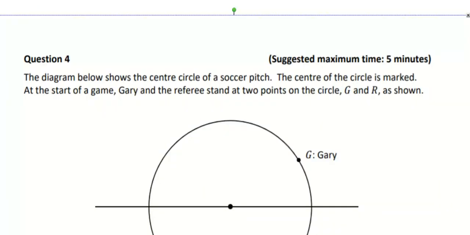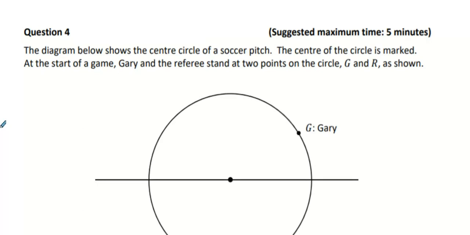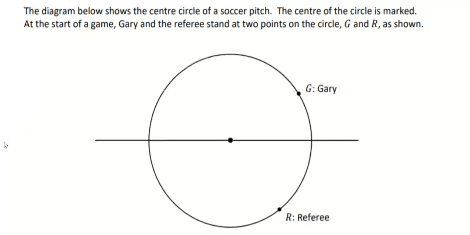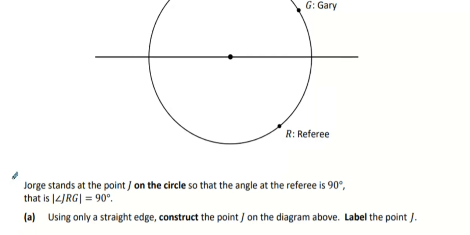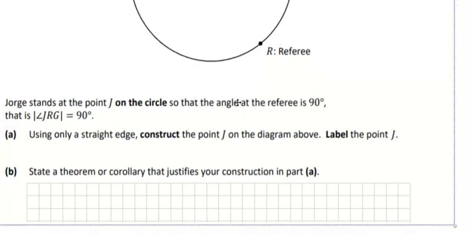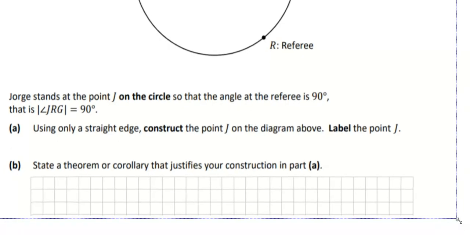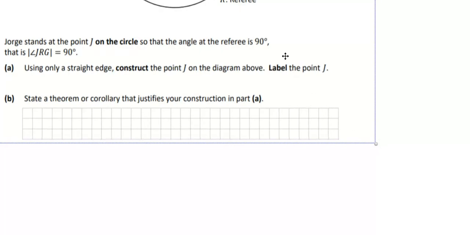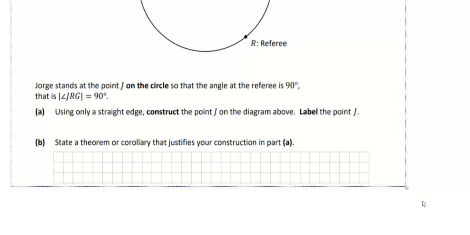Next one, question 4. The diagram below shows the center circle of a standard soccer pitch. The center is marked at the start of the game. Jorge and the referee stand on 2 points of the circle, G and R, as shown. Jorge stands at the point J on the circle such that the angle to the referee is 90 degrees. Using a straight edge, construct the point J on the diagram above. Label the point J.